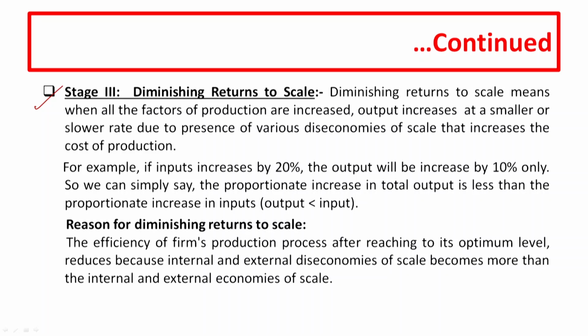For example, if you are increasing the input by 20%, the output is only 10%. That means you are using this much of input, but the output is only this much. So your input is high, but your output is less. So this is the stage of diminishing return to scale.